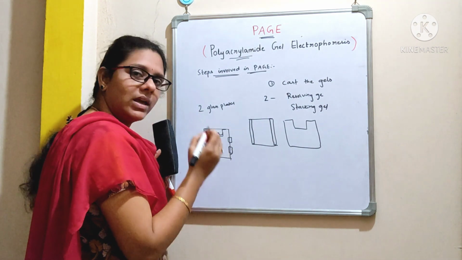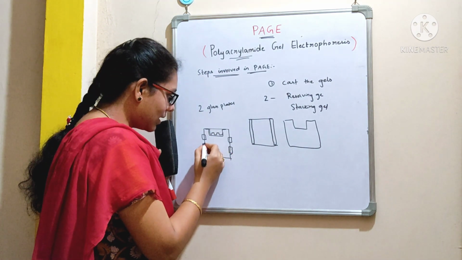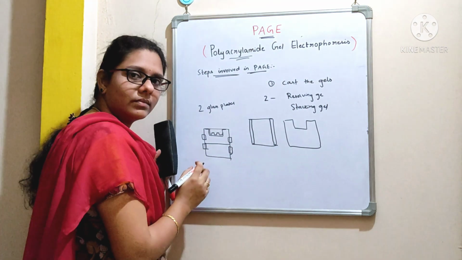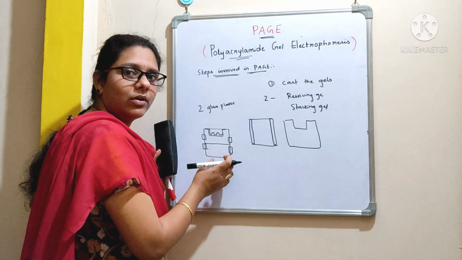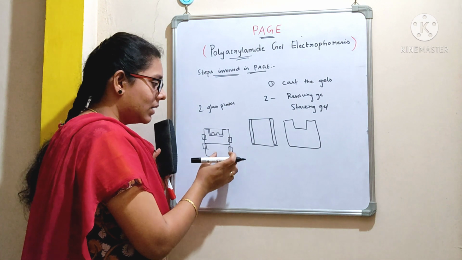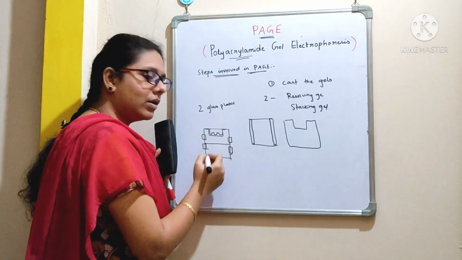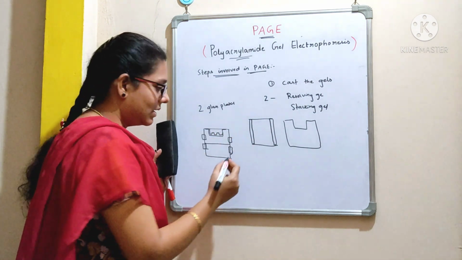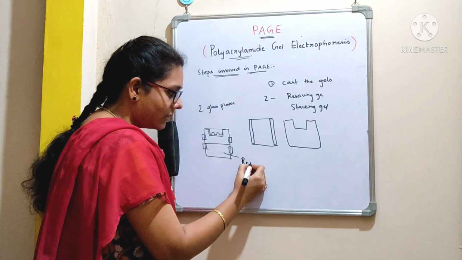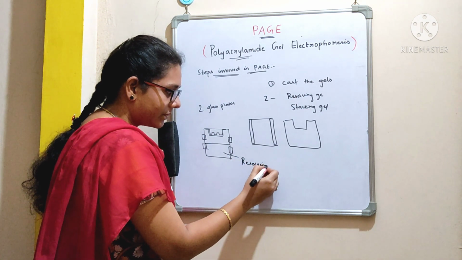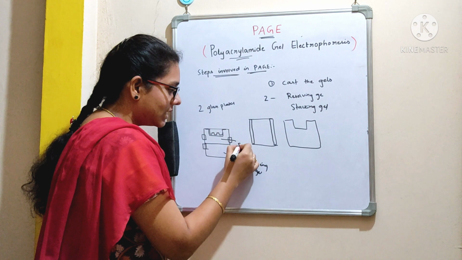Now when you pour a resolving gel, you can add till here. Approximately it may take around 2 to 3 ml of the solution, and on the top you are going to pour a stacking gel. The bottom one will be the resolving gel, and the upper one will be the stacking gel.